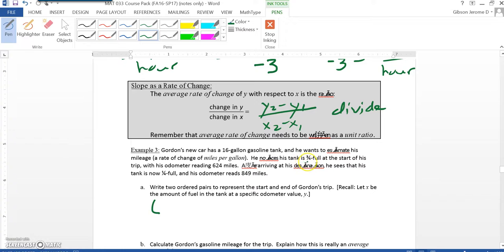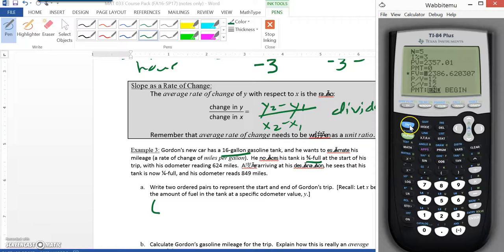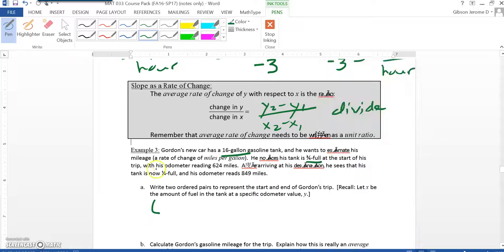So we start off. We must first look here. It says that it started off at 3/4 full. So remember, his car takes 16 gallons of gas. So we need to go off here to the side, or we could take our calculator. And what we would have here is we would take 3/4 and then multiply that by 16. And that would give us how many gallons he starts with, which is 12. So we would have 12, comma, and it's 624 miles. That's our first ordered pair.